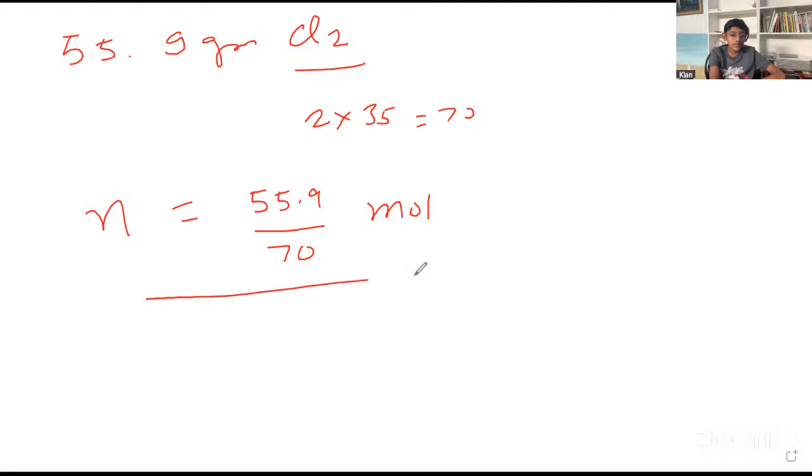Up to this point, we have already learned how to calculate the mole.